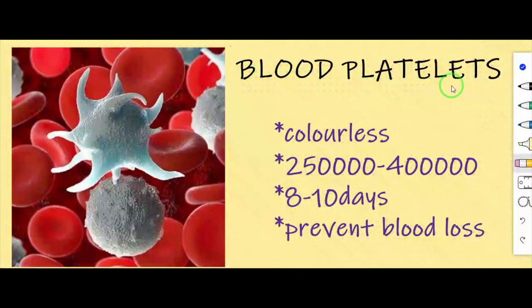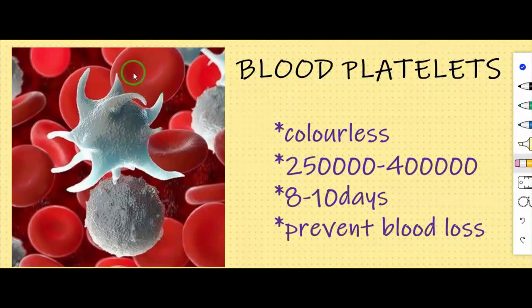Blood platelets, another name is thrombocytes. Before that, just look at this diagram. Can you find the blood cells? Yes, this is RBC or red blood cells. This is WBC or white blood cells, another name is leukocyte. This is a blood platelet or thrombocyte. Now we are seeing the blood platelets.